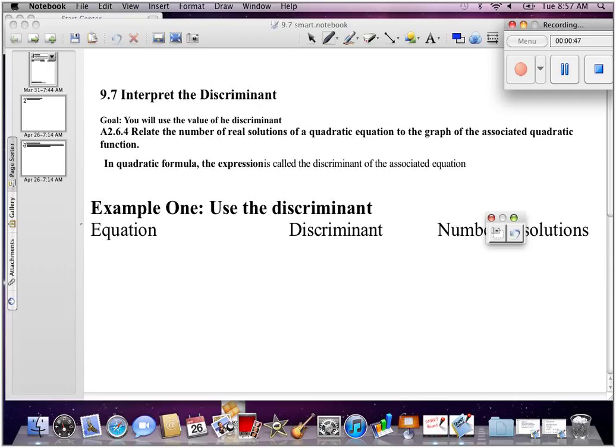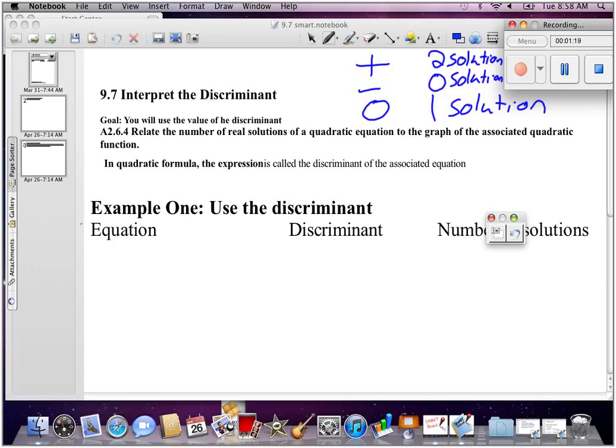If we get a positive answer, we know it crosses the x-axis twice. We have 2 solutions. If we get a negative answer, it crosses the x-axis no times, so we get 0 solutions. If we get 0, that means it crosses the x-axis once. We get 1 solution. Those are just something we're going to have to remember.